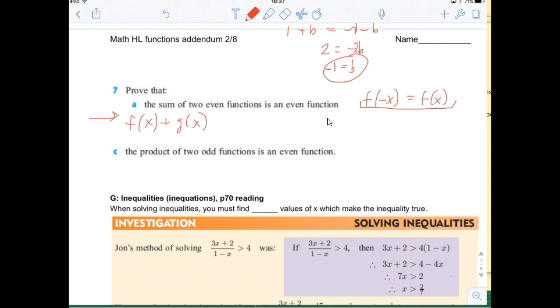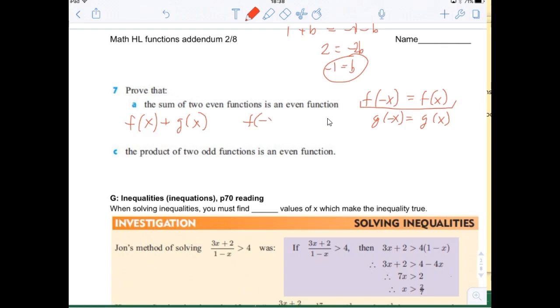We're going to take the sum of two even functions. So basically what we know is these statements are both true: if you take the opposite value of x and put it into the function, you're going to get the same thing as the original function, for both f and g. So let's take the f plus g function and then put negative x into that and see what we get.